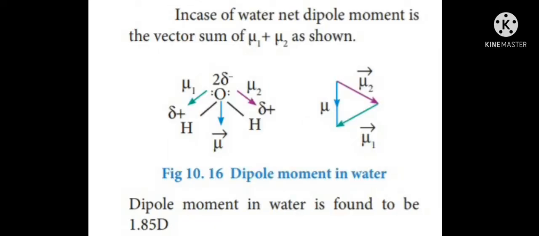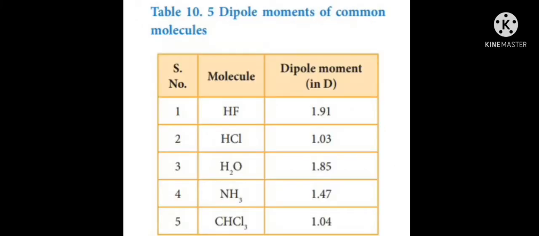In case of water, the net dipole moment is the vector sum of mu1 and mu2. It is given by mu is equal to mu1 plus mu2. The dipole moment in water is found to be 1.85 D. The following are some dipole moment values for common molecules.